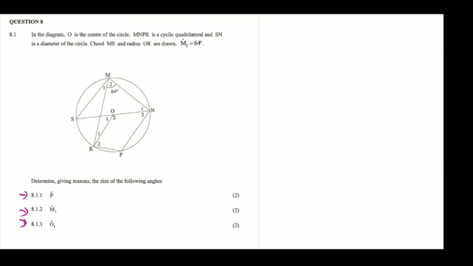Okay, let's begin. So the information that we're given here is that O is the center of the circle, and MNPR is a cyclic chord, right? SN is a diameter, and chord MS, then we have a radius of OR. Given the angle of M2, which is equal to 64 degrees, right? So now, the first question we're asked to determine the angle of P, which is this one here.